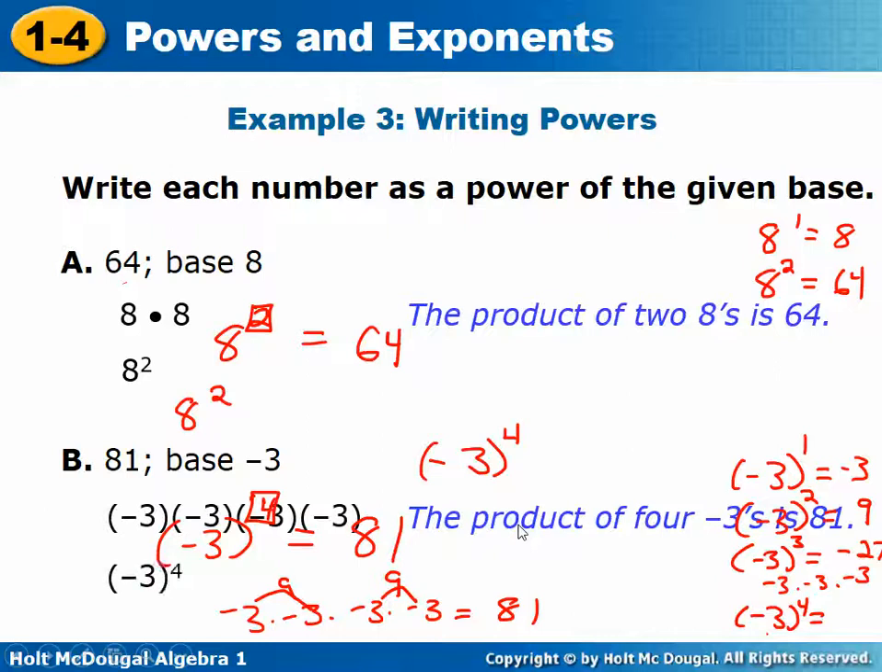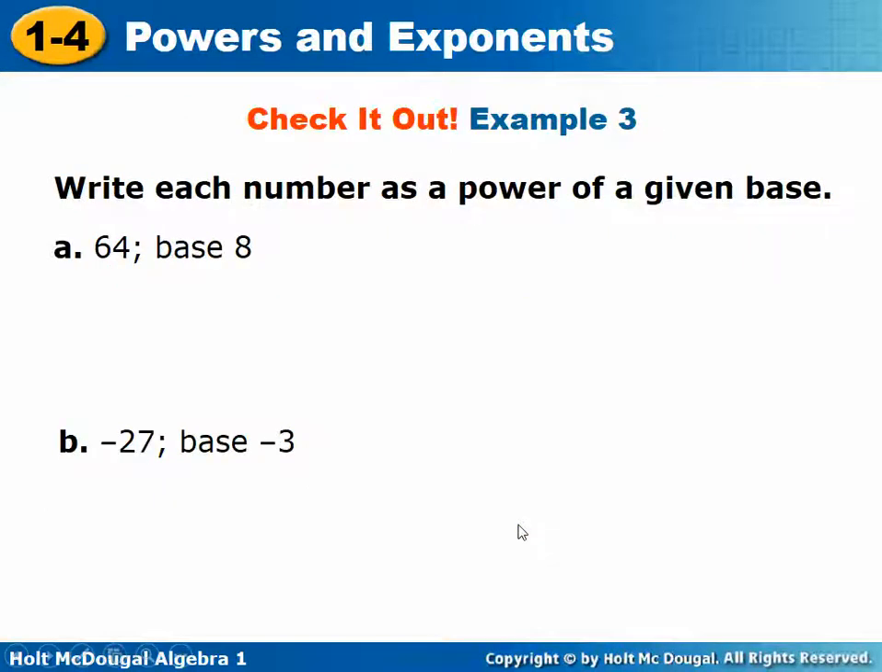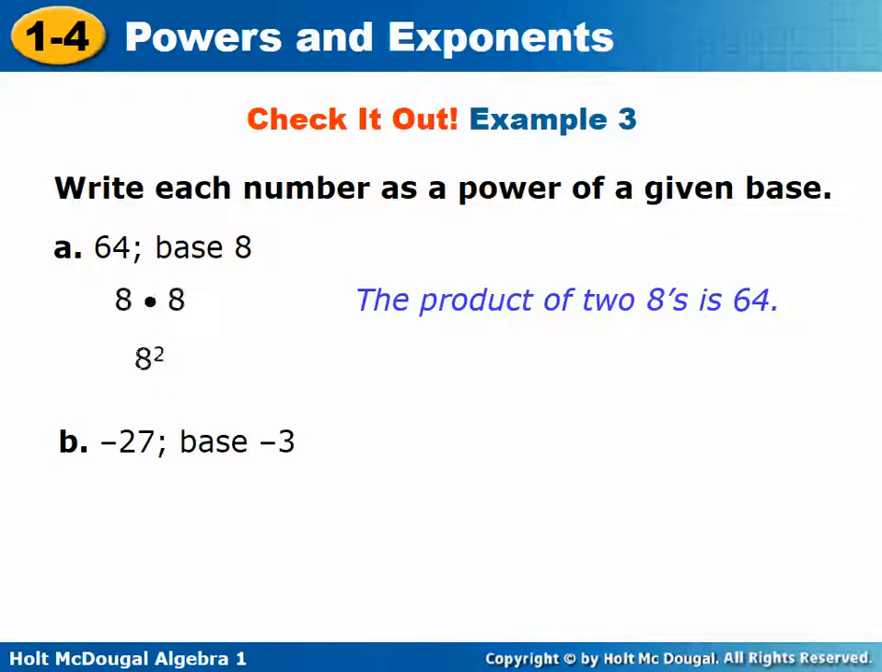They're going to put their answers on top of mine, but they got the same thing. Here's just some more examples with that. How would you write these? So pause the video and try these and then see if you get the right answer. So for A, you should have got 8 squared, 8 to the second power, because that is equal to 64.